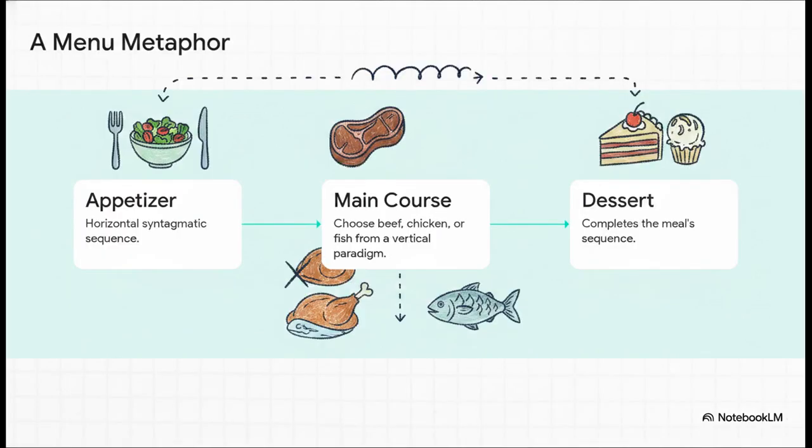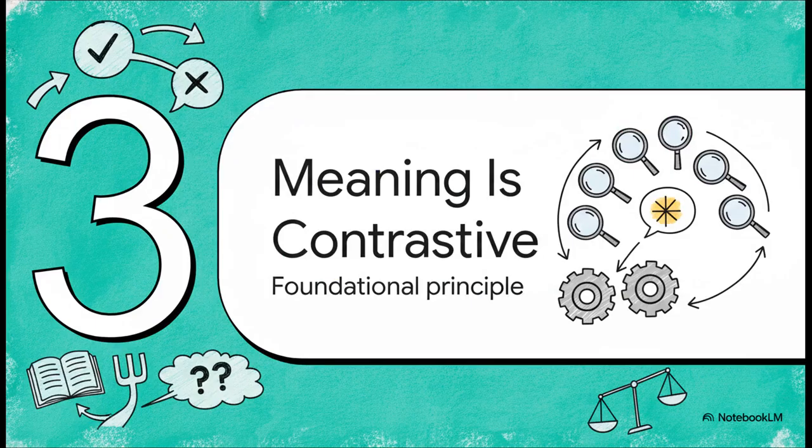Think of it like a restaurant menu. The sequence of your meal is fixed horizontally, right? Step 1 is the appetizer, step 2 is the main course, and step 3 is dessert. That sequence is syntagmatic. But within step 2, the main course, you have a vertical paradigm of options: beef, chicken, or fish. Your choice of fish actually means something precisely because you looked at the beef and the chicken and said, no thanks. The meaning lives in the choice against the alternatives. Let's unpack that a bit more in section 3, why meaning is contrastive.